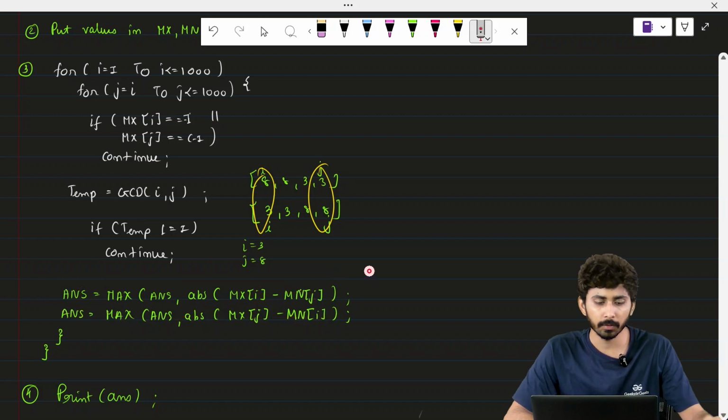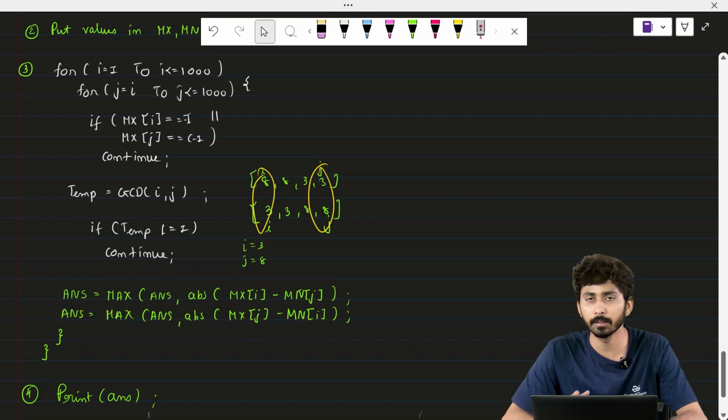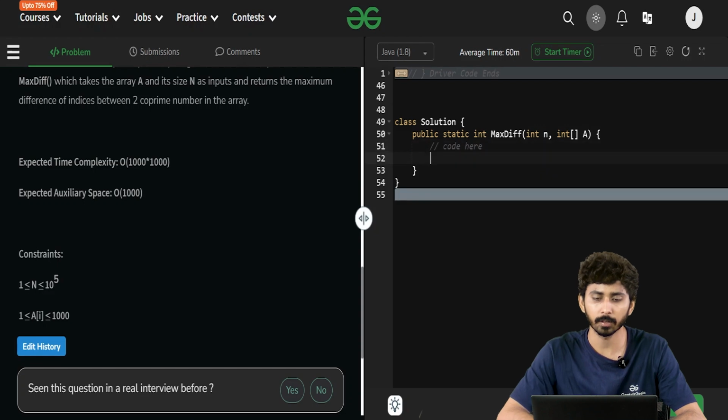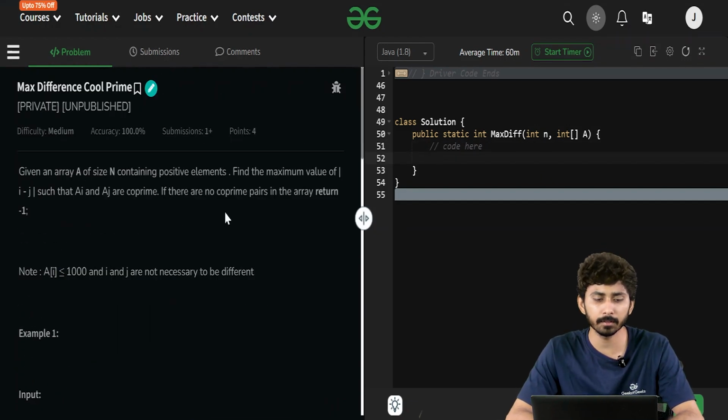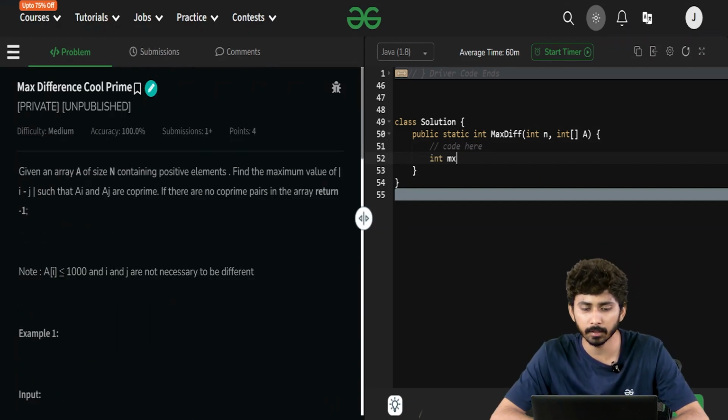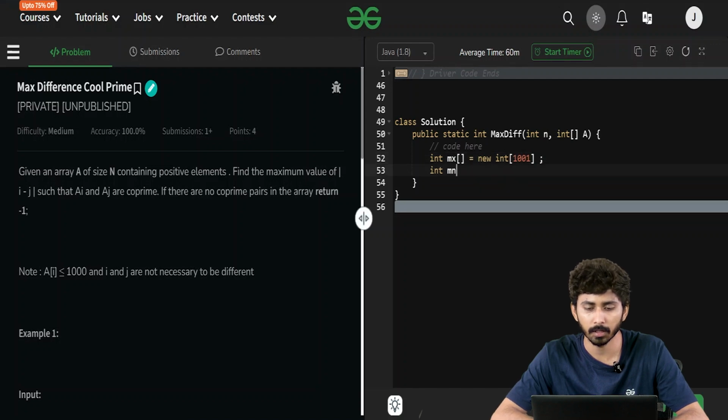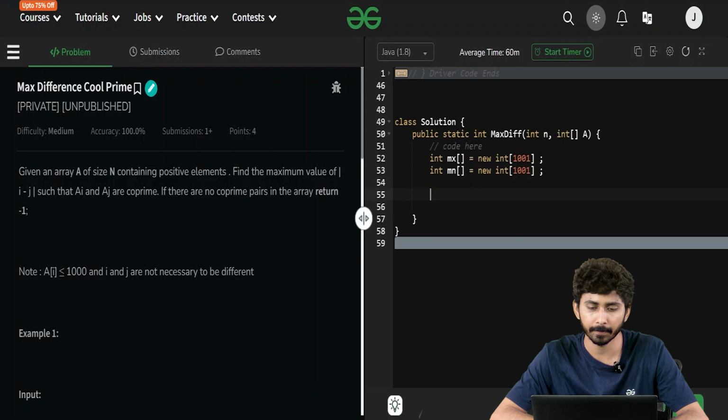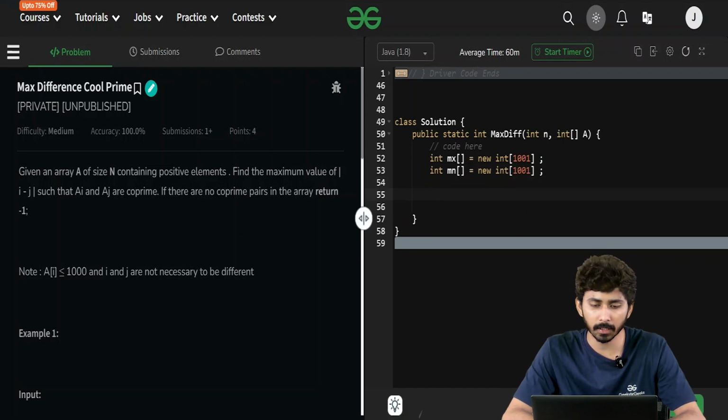Okay, so now let's try to code this approach and get this done. What do we need here? We need basically two different arrays. One is maximum, and what will be its size? Its size will be this, and mn is equal to new int 1001. Okay, maximum and minimum. Now start the iteration.